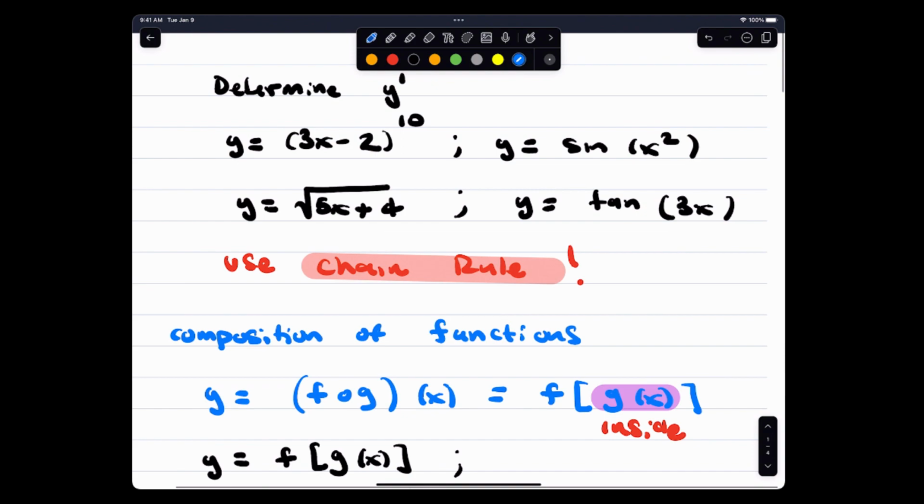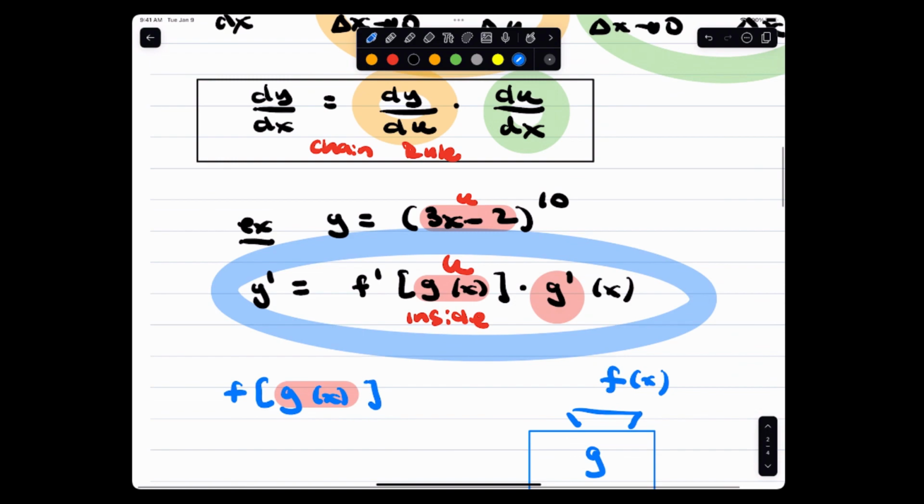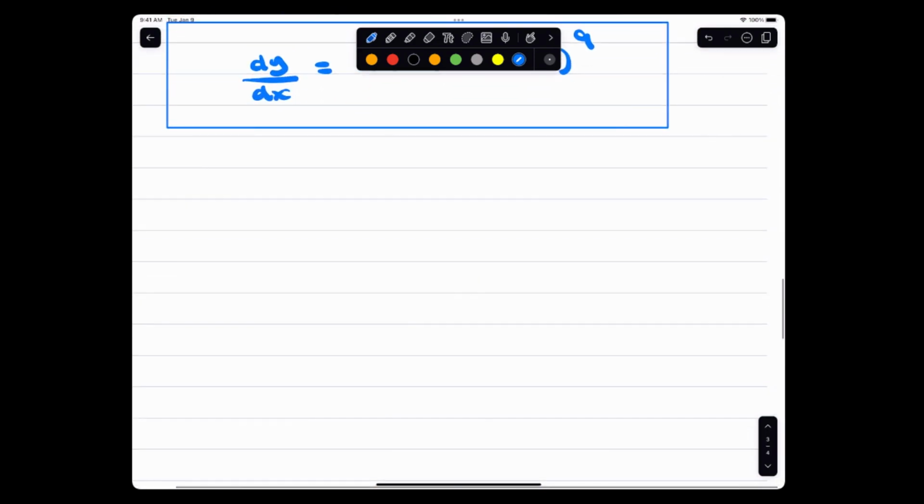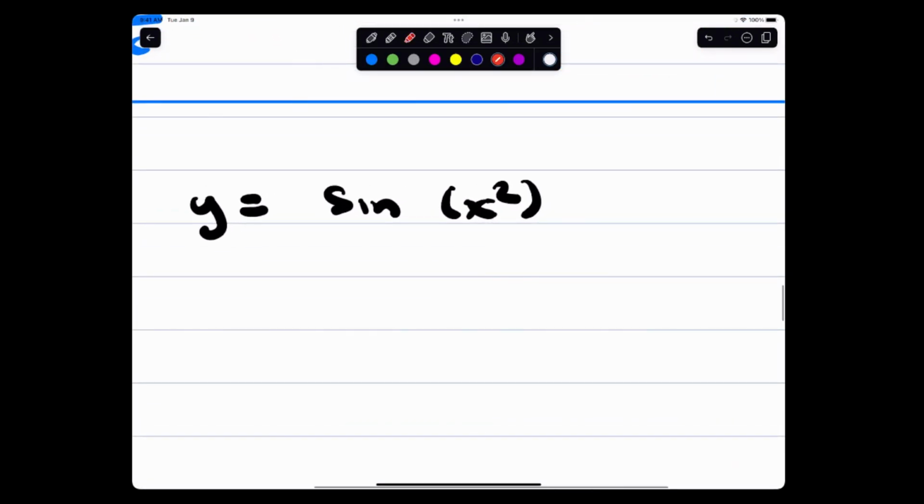Let's try another. You want to see y is sine x squared? How do you do y is sine x squared? I'm going to do the exact same procedure. y equals sine x squared. Again, what is the inside function here, you think? The x squared, what's between your parentheses? Call that what? Call that u, ladies and gentlemen.